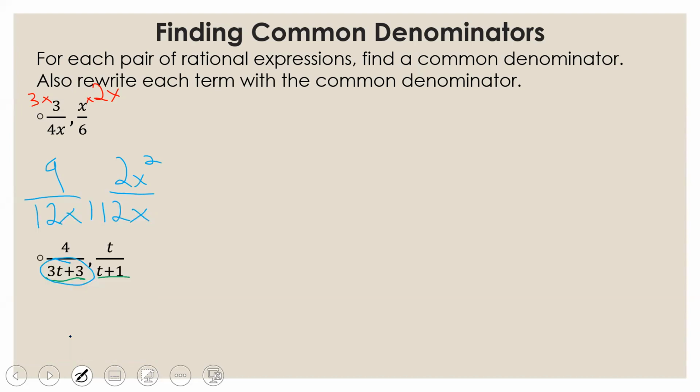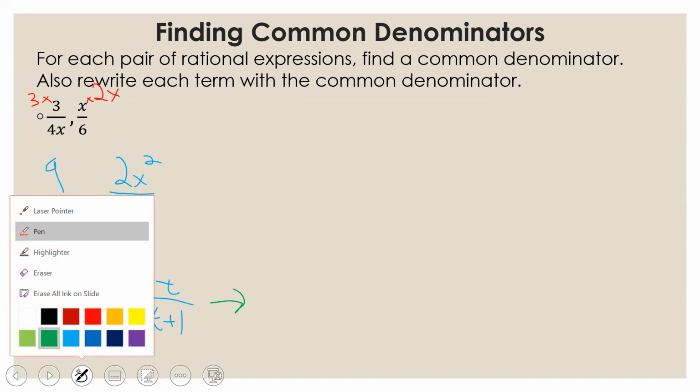I notice that can factor because both terms have a 3 in common, so I can factor out a 3, which would give me a t plus 1 left over. So that first term becomes a 4 over 3 times t plus 1. The second one, this denominator here, the t plus 1, that won't factor. So we'll just leave it as t over t plus 1. And now we have to determine our common denominator.